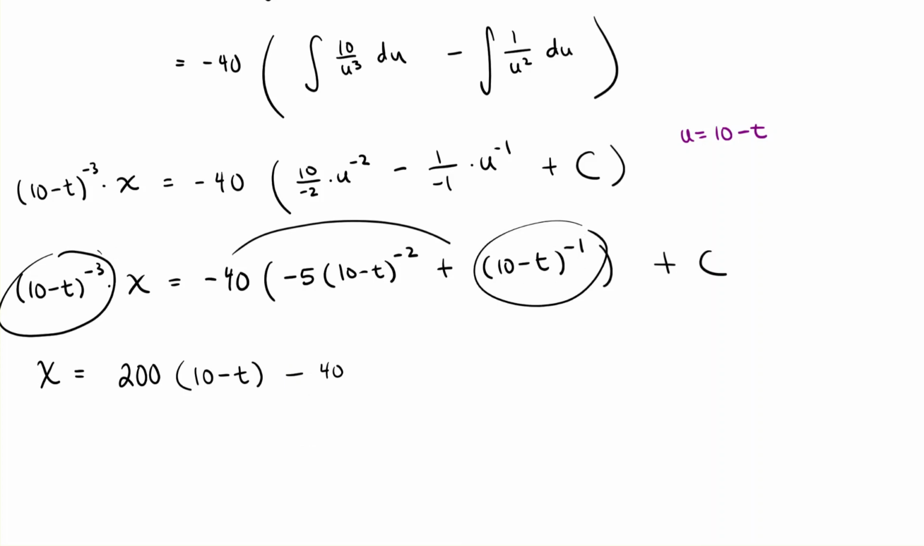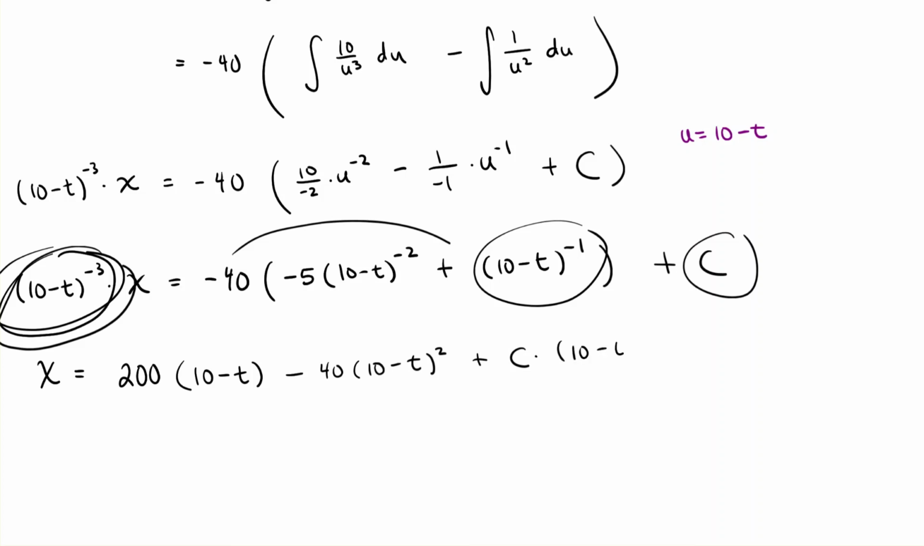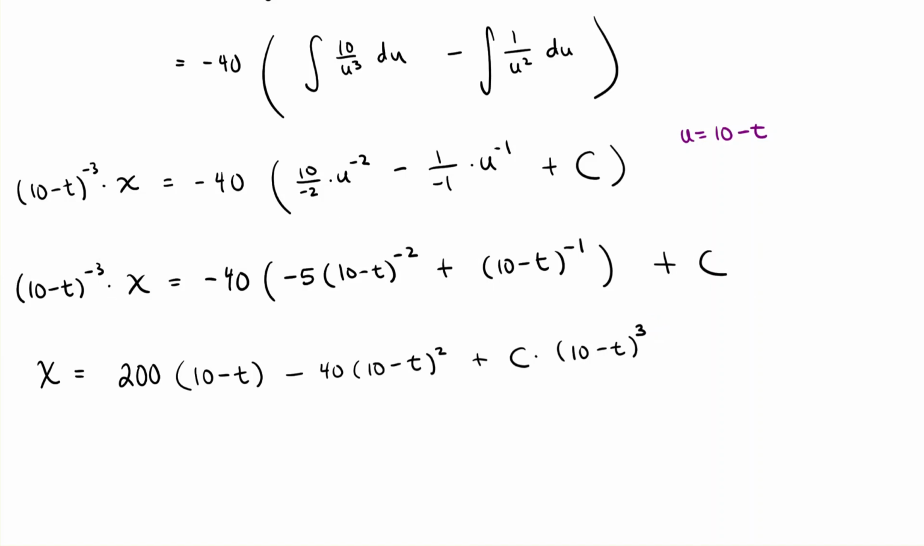This divided by this would give us a 10 minus t squared. Now we have this divided by this, and we will get plus c times 10 minus t to the negative 3. Or sorry, positive 3. Whenever we divide by the negative 3, that becomes a positive 3 exponent. So we're almost at our goal.